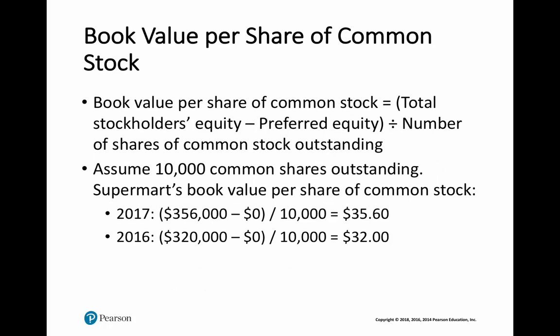Lastly, we have our book value per share of common stock. This is just telling you what the book value of the business is divided by the number of shareholders. So it's the total stockholders' equity minus any preferred equity divided by the number of shares of common stock outstanding. So for 17, the book value has gone up, same amount of shareholders. So our book value per share of common stock is increasing with the increasing book value of the company.